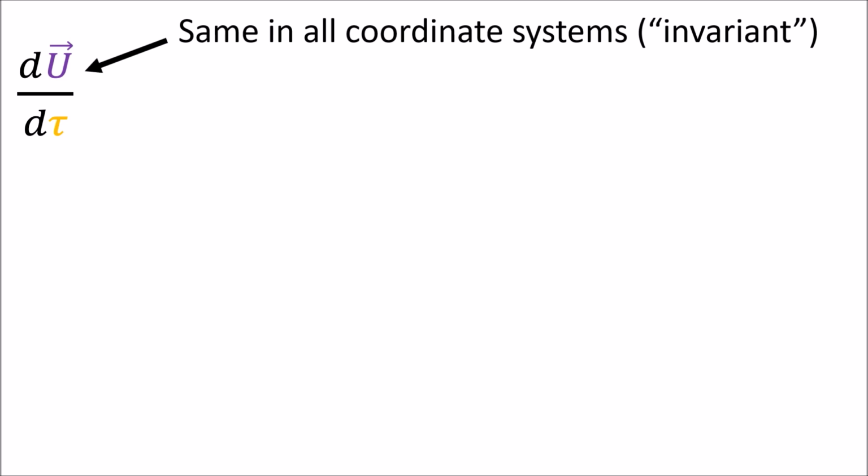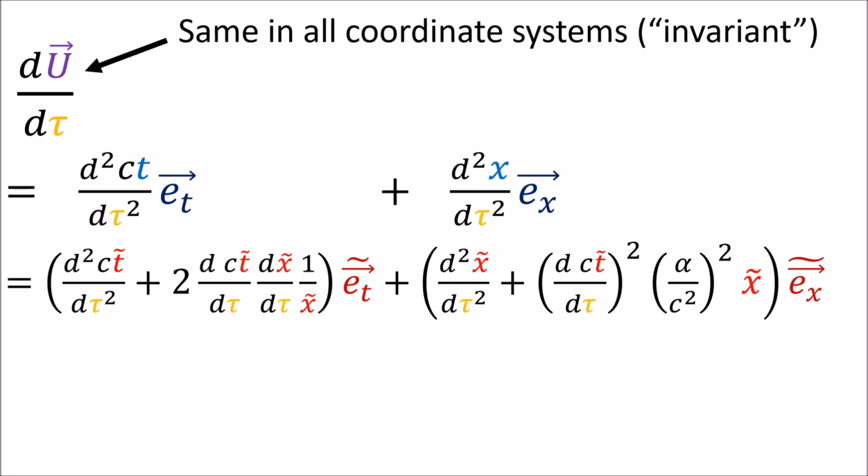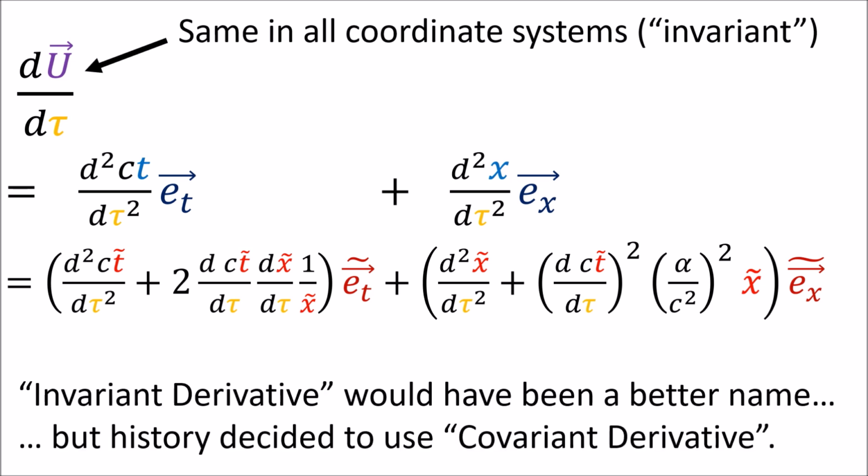The covariant derivative of a 4-vector is the same in all coordinate systems, even if different coordinate systems will disagree on its components. In my opinion, the name invariant derivative would have been better for this concept, since the result is invariant and the same in all coordinate systems. But covariant derivative is the name that history decided on, so that's the name that we're going to use.